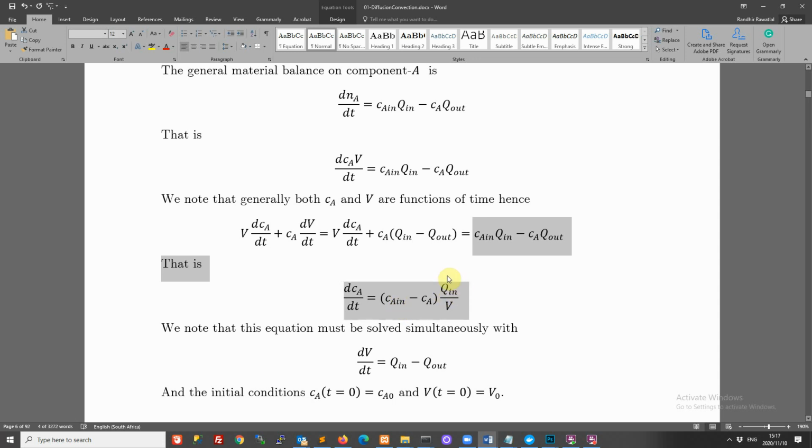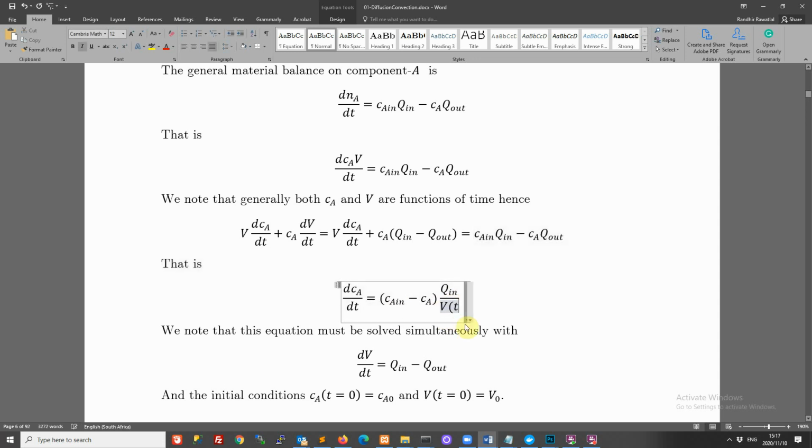Also the inlet flow rate we are treating as a fixed number. But this V is changing with time. So we can write that maybe more explicitly here like that. And so we need to solve this equation simultaneously with this one, because as we solve this equation, we will get V as a function of t.